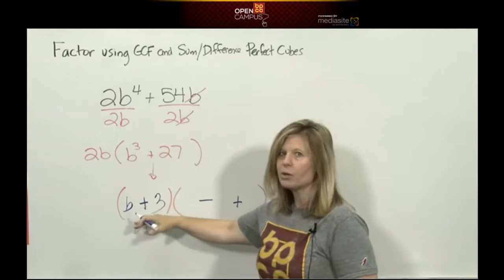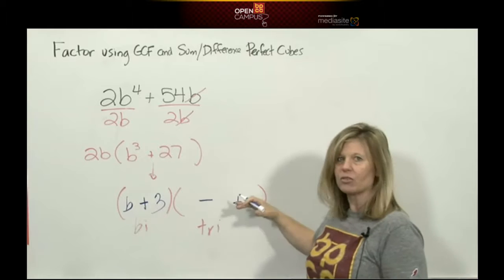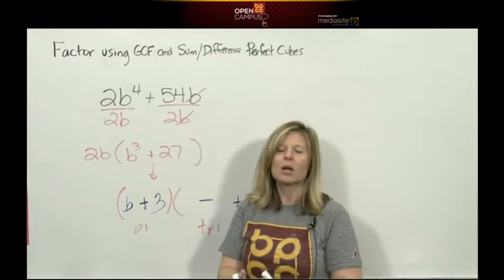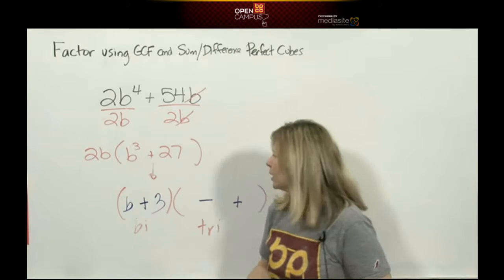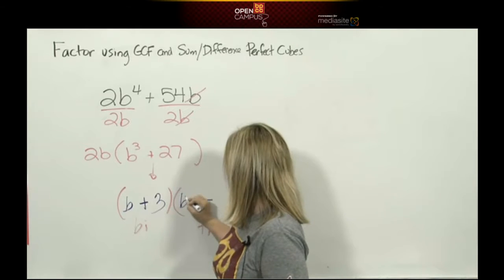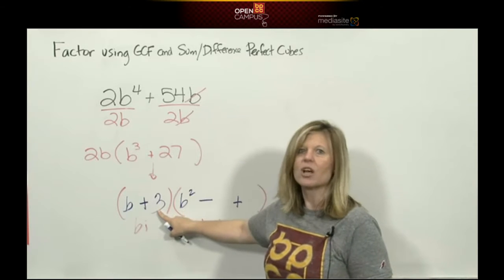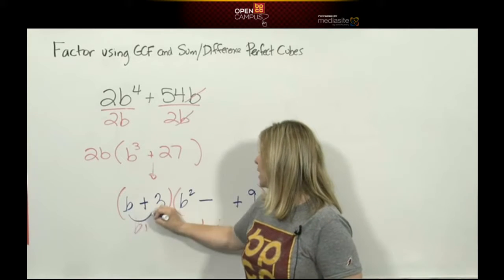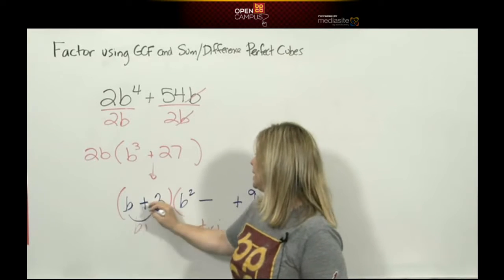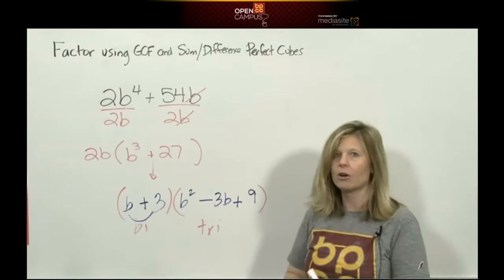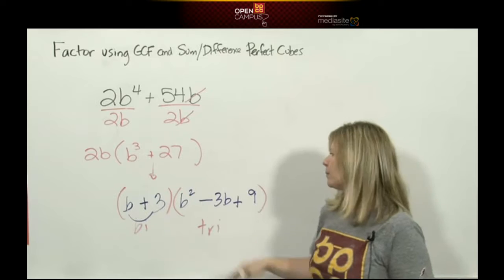Now, once you get the binomial, you're going to make the trinomial. You're going to square the first, square the last, multiply to make the middle. Take the first term and square it. B times b is b squared. Square the last. 3 times 3 is 9. Multiply these to make the middle. B times 3 is 3b. You already got the signs in there. You don't have to worry about signs. You have to get the terms in.